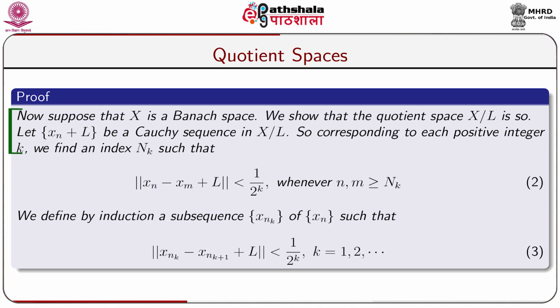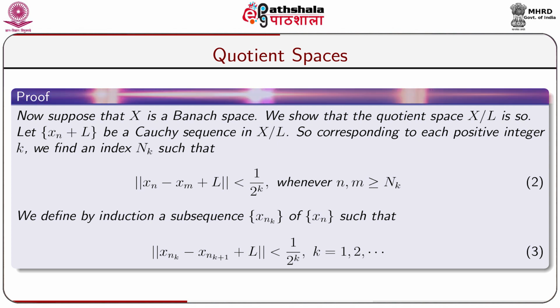Already we have proved that X by L is a normed linear space. Now we shall prove that X by L is complete. That means we have to show that every Cauchy sequence in X by L converges to an element of X by L. But we are given that X is a Banach space, that means it is a complete normed linear space, that means every Cauchy sequence in capital X converges to an element of capital X. So, with this we have to show that X by L is a Banach space.